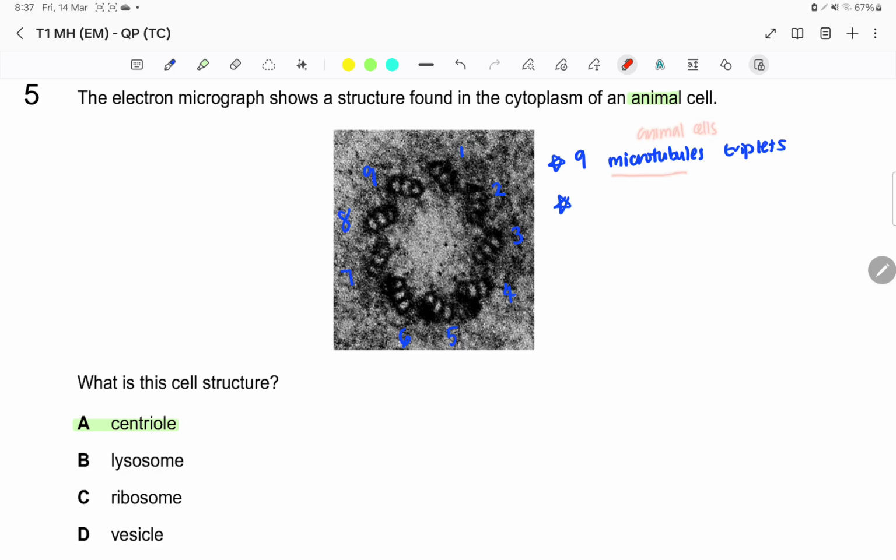Okay, and a little bit of revision. What is the function of the centriole? They are involved in cell division, in the formation of the spindle fiber, especially during mitosis and meiosis, which is during cell division.